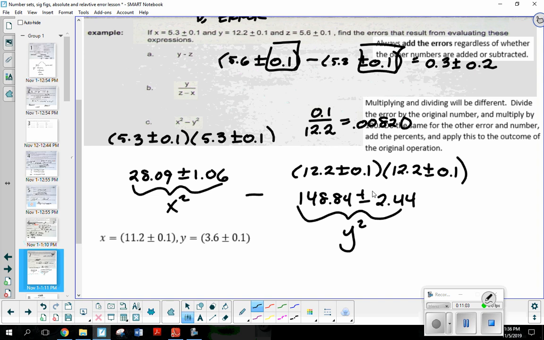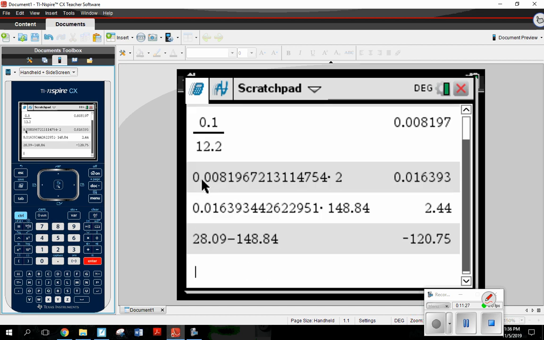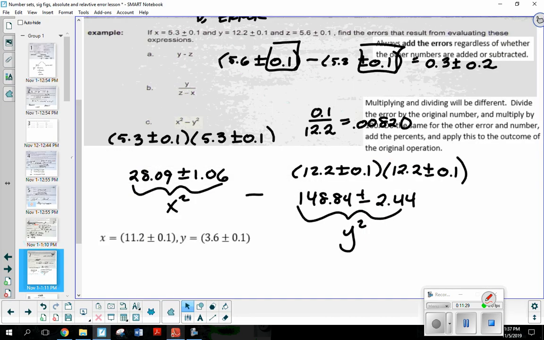Is everybody okay with the operations up to this point? Anybody have any questions? Okay. Well, adding and subtracting is super simple. I want to take the exact values and just in this case subtract them. So 28.09 minus the 148.84. So that turned out to be a negative 120.75.